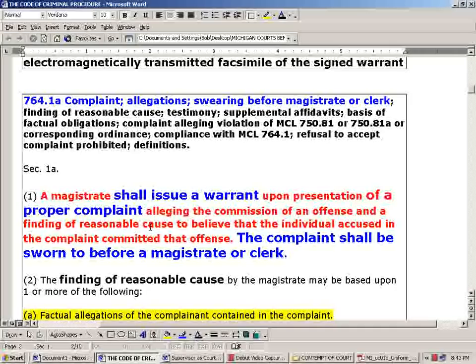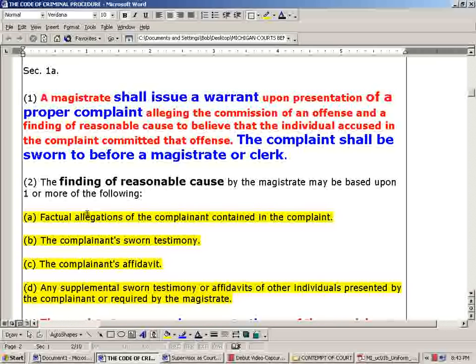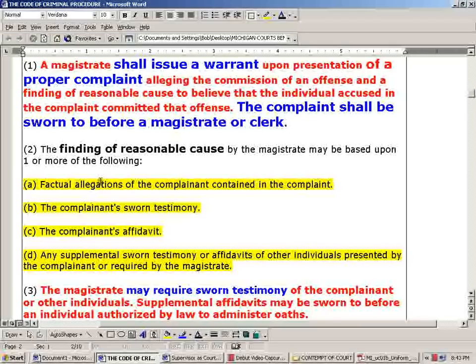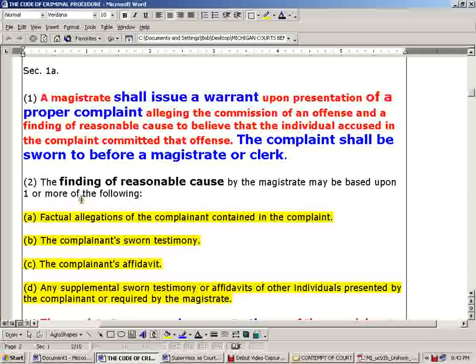The complaint shall be sworn before a magistrate or a clerk. I hadn't done that. I thought they could call me and I could just give them take it over the phone. I'd read that someplace. I didn't point it out, though, unfortunately. It doesn't matter. I know better. A court administrator shall issue a warrant upon presentation of a proper complaint. I get it. Thank you.